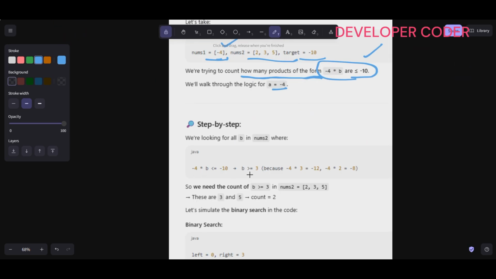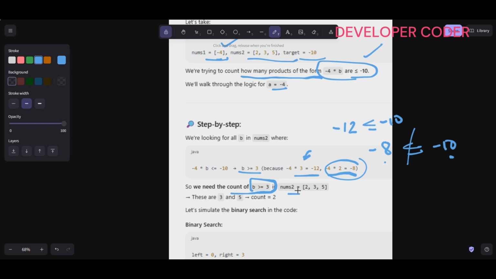So here if I place a b value greater than or equal to 3, what I'm going to get is -4 into 3, which is -12. And -12 is less than or equal to -10. And here -4 into 2 is going to give -8, and -8 is not less than or equal to -10. -8 is bigger than -10. Negative values are there, so we need the count of b greater than or equal to 3 in nums2.